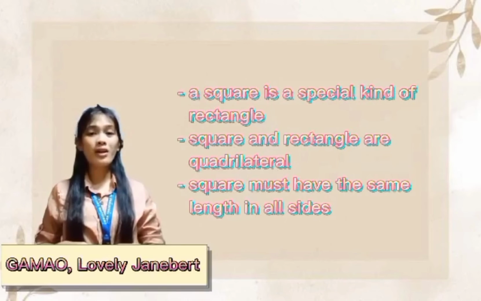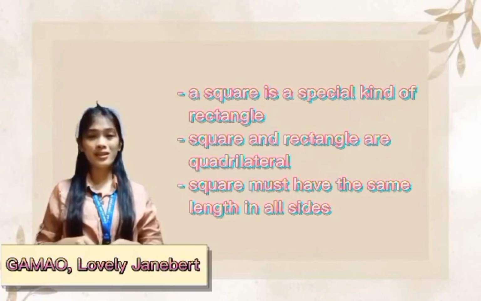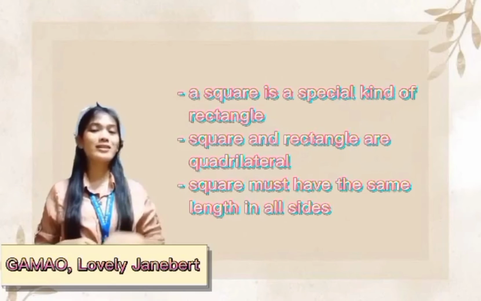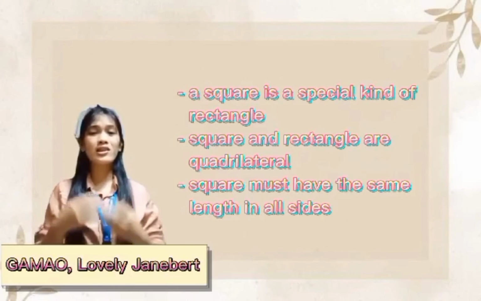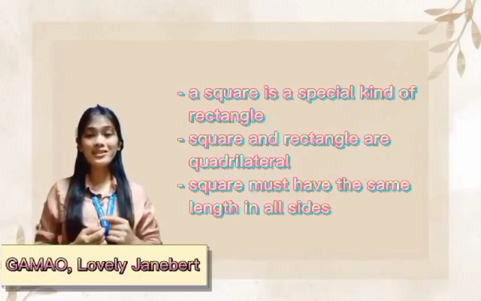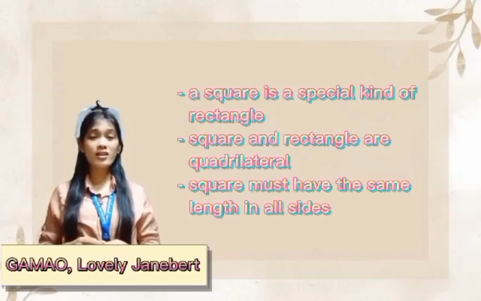It is one where all the sides have the same length. Thus, every square is a rectangle with all 4 angles being right angles. However, not every rectangle is a square. To be a square, its sides must have the same length, and rectangles do not necessarily have sides of the same length.